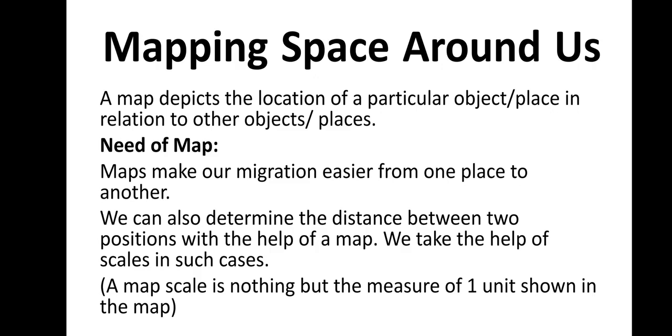In this, we are supposed to make the map of a city. Exercise 10.2 of your NCERT book is based on this concept, that is mapping space around us. In this, different situations and scenarios are given to you, and on the basis of that, you are supposed to make maps or help another person reach one location. A map depicts the location of a particular object or place in relation to other objects.